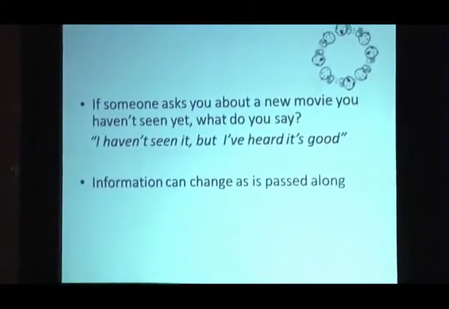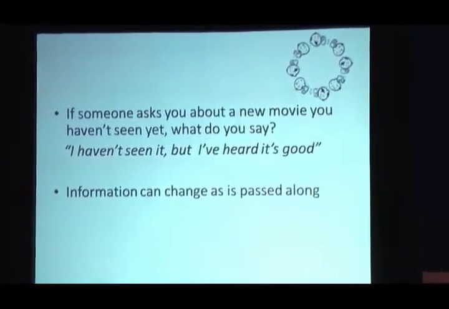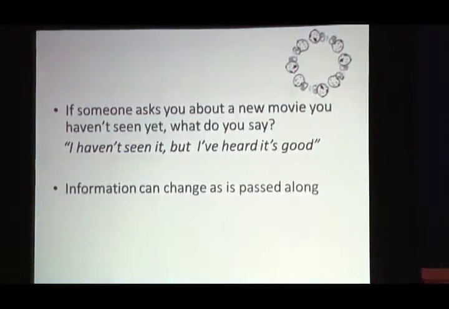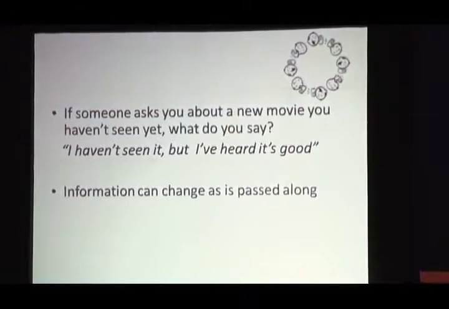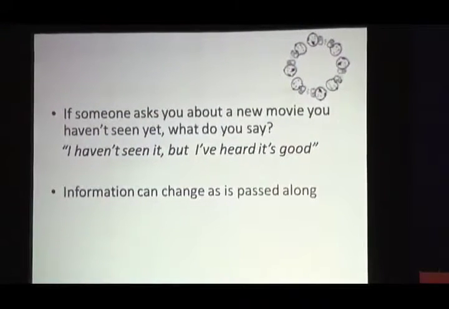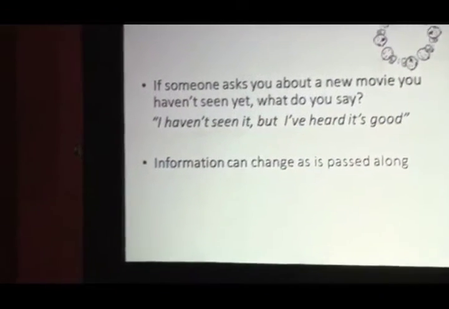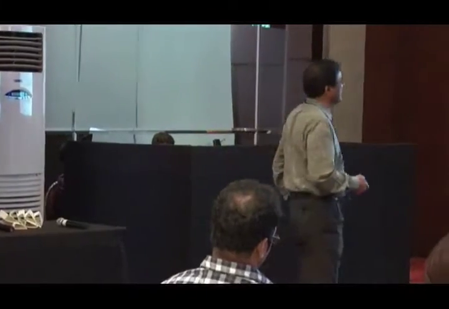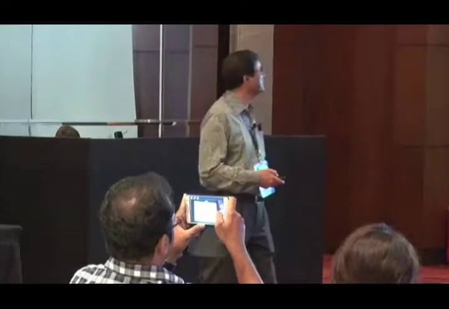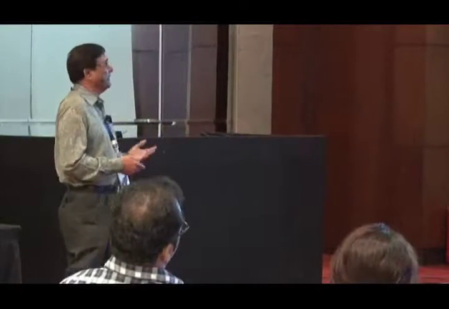Well, if we go further, let's go to what a scientific paper is. If someone asks you about a new movie you haven't seen yet, what do you say? I haven't seen it, but I have heard it is good. As Chitranjan made so beautifully illustrative by these Chinese whispers, the information can change as it is passed along. Therefore, in order to understand what is there in a particular paper, you have to actually go through it. So what is a scientific paper?